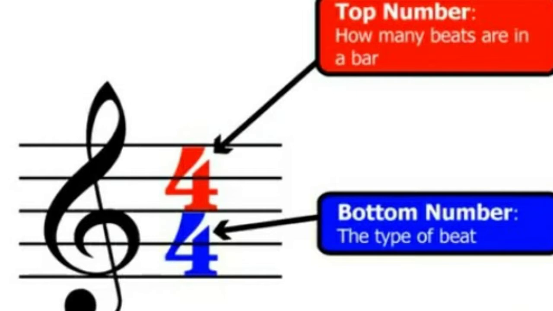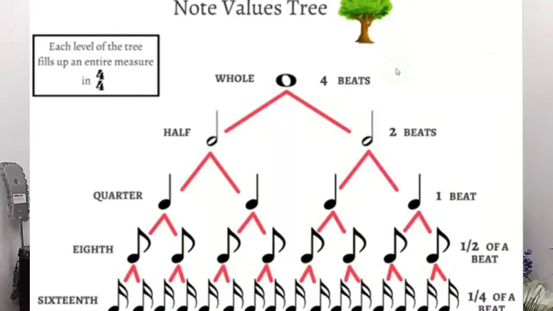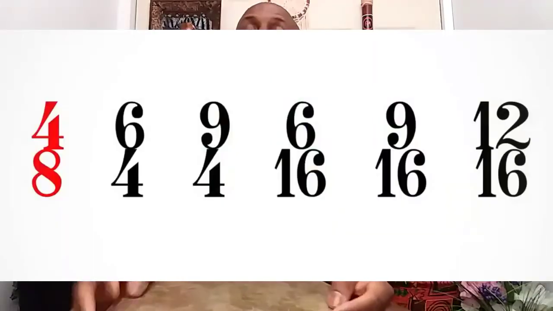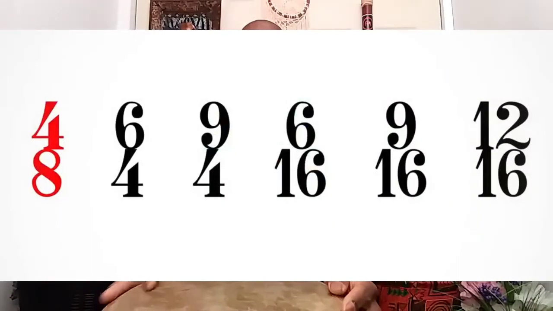If it's a 4, you know you're playing quarter notes. If it's a 2, you know you're playing half notes, and it goes down. If it's 8, you know you're playing eighth notes. If it's 16, and so on and so forth. There are a lot of different time signatures. We're not going to cover all of them because most likely basic music would be covered in 4/4.